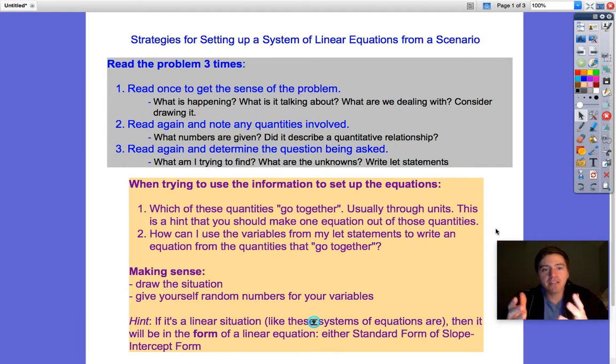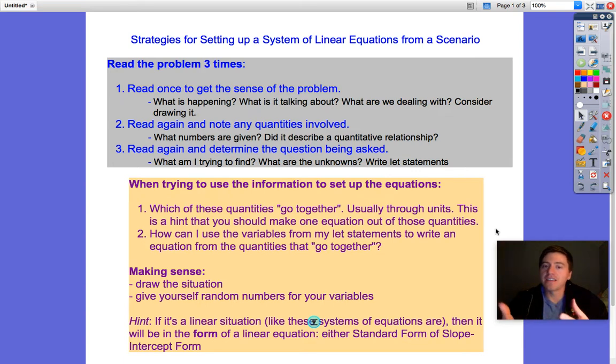So I have just a few of those suggestions here, and then I'm going to walk you through what it looks like to use these suggestions when we're solving. So we'll do this and then two example problems. First thing is, when you're reading it, you need to make sense of it. The best thing to do is just read it multiple times. Even I still read them multiple times. I don't read a word problem once. You've got to make sense of it.